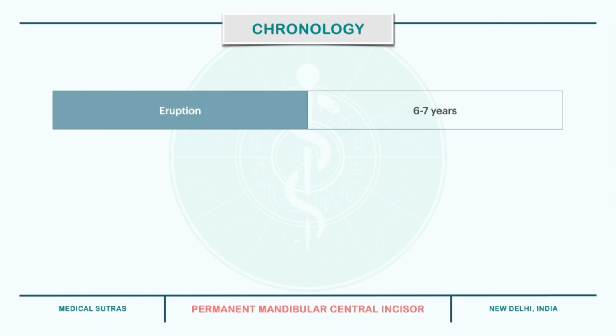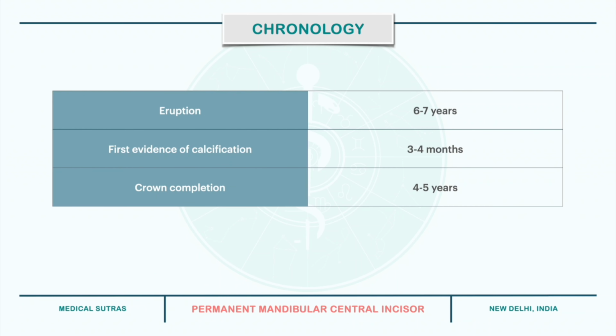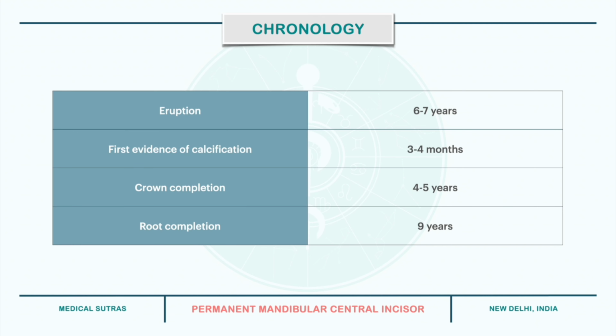Now coming to the chronology, the permanent mandibular central incisor erupts at the age of 6 to 7 years and is one of the first permanent teeth to erupt in the oral cavity along with the permanent first molars. The first evidence of calcification is seen at 3 to 4 months. The crown formation is completed by 4 to 5 years and the root is completed by 9 years.